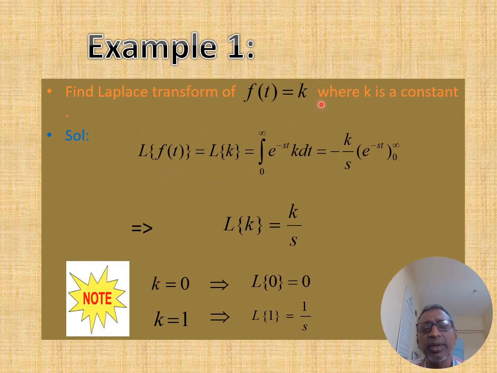Now, take the example. Here f of t is equal to k, where k is a constant. Now we'll try to find the Laplace transform of f of t, which is given to be k. So the Laplace transform is nothing but the integral from 0 to infinity of e power minus st times k dt. Here f of t is nothing but k, and you just integrate, e power minus st by minus s, and you simplify this integral, I am getting k by s. If you take k equal to 0, the Laplace transform of that function is going to be 0, and if k is equal to 1, it is going to be 1 by s. So this is a simple example where f of t is a constant function whose Laplace transform is given by k by s.